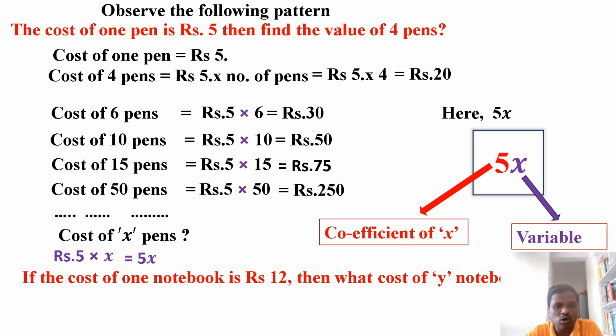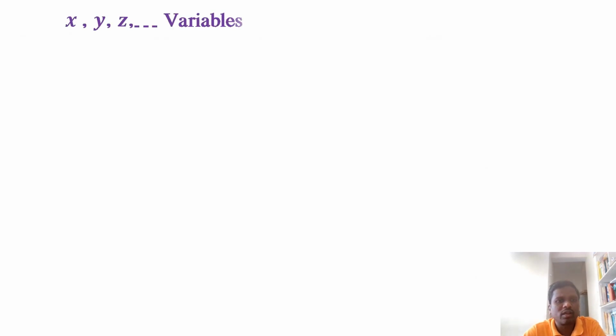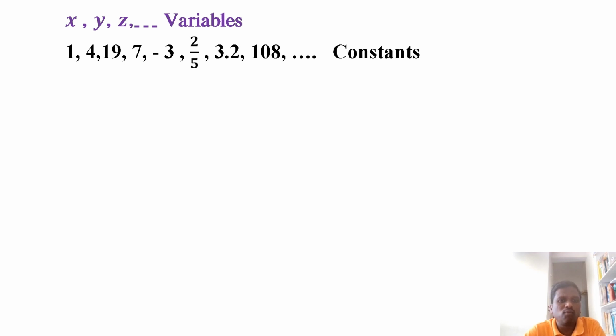If the cost of one notebook is rupees 12, then what is the cost of y notebooks? The cost of 1 notebook is 12 rupees and the number of notebooks is y. That's why the cost is 12y. Now x, y, z are variables, and 1, 4, 19, 7, minus 3, 2 by 5, 3.2, 108, and so on are called constants.